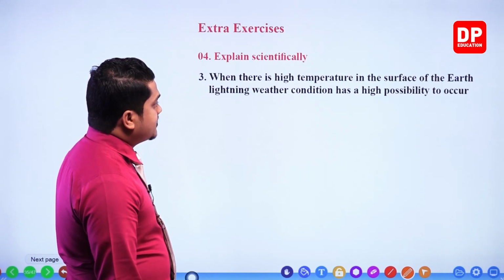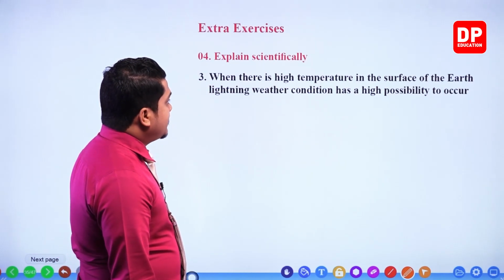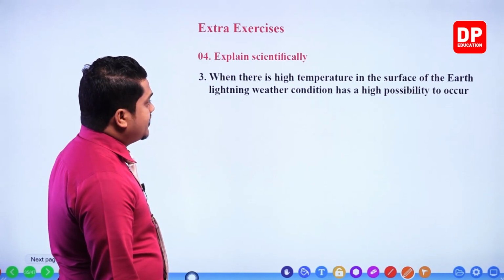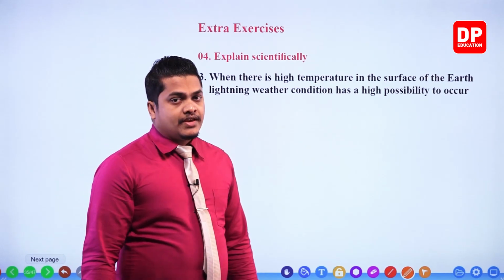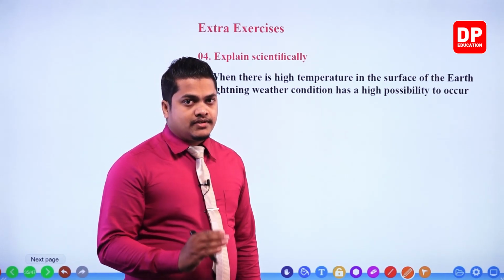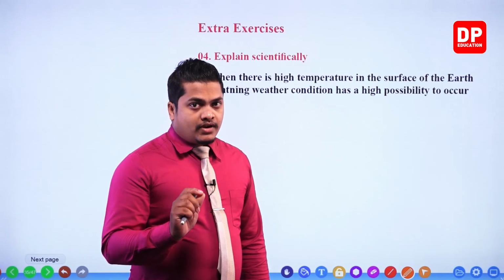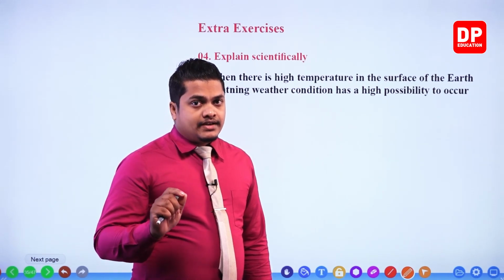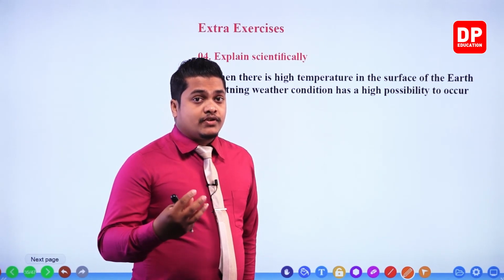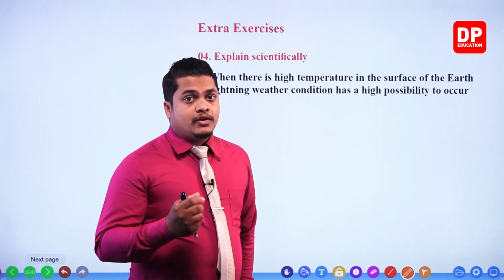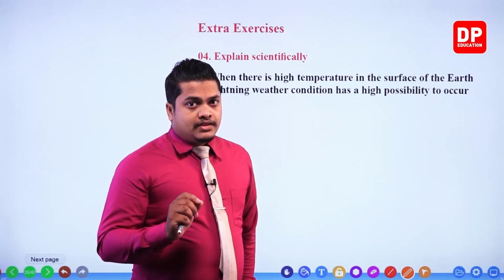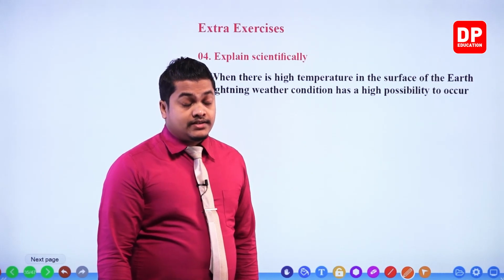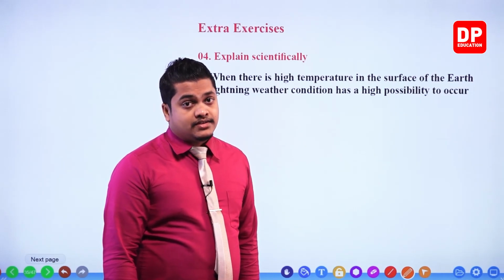Okay, right. Then the next one: when there is high temperature on the surface of the earth, lightning weather condition has high possibility to occur. When there is high temperature near the surface of the earth, what will happen? Creation of cumulonimbus clouds will increase, or there is a high possibility of creation of cumulonimbus clouds because of evaporation of water vapor. Therefore, there is a greater chance of getting lightning. There's a great chance of lightning accidents, my dear children.